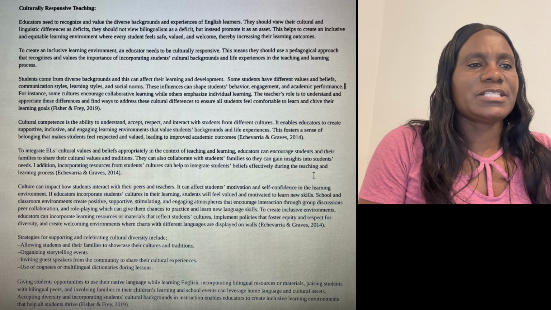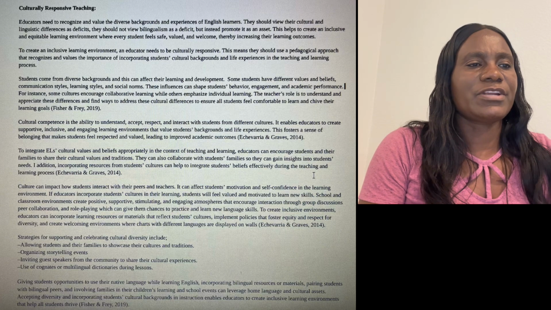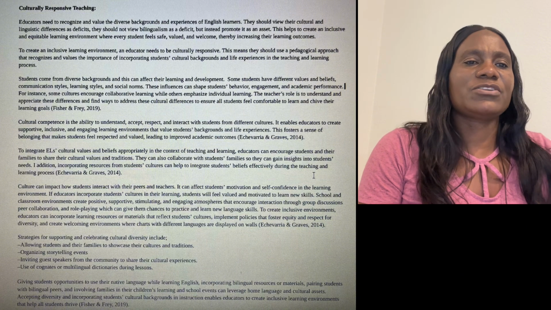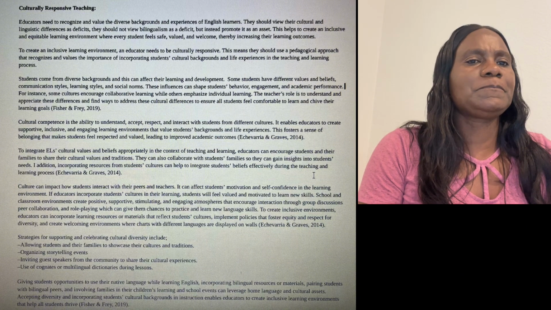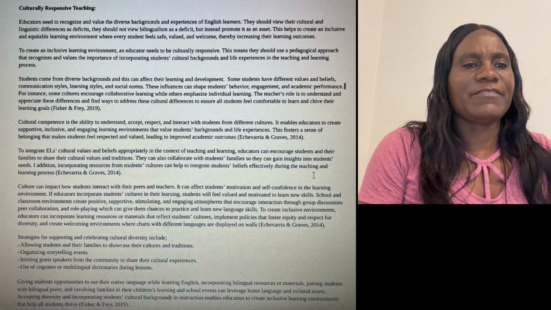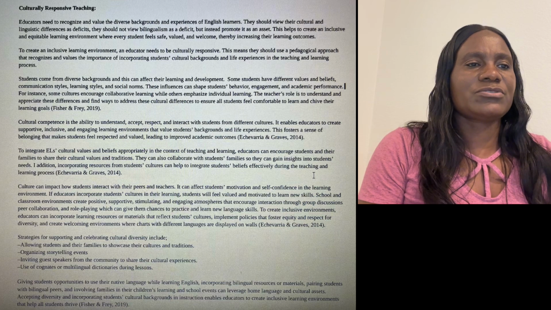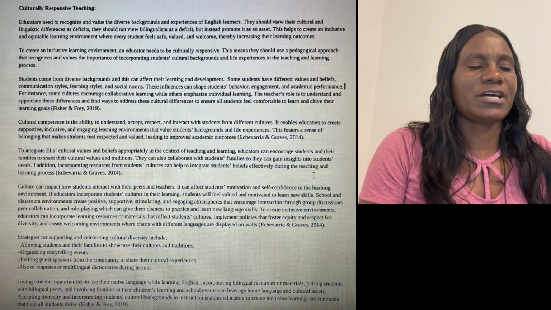Cultural competence is the ability to understand, accept, respect, and interact with students from different cultures. It enables educators to create supportive, inclusive, and engaging learning environments that value students' backgrounds and life experiences. This fosters a sense of belonging that makes students feel respected and valued, leading to improved academic outcomes.